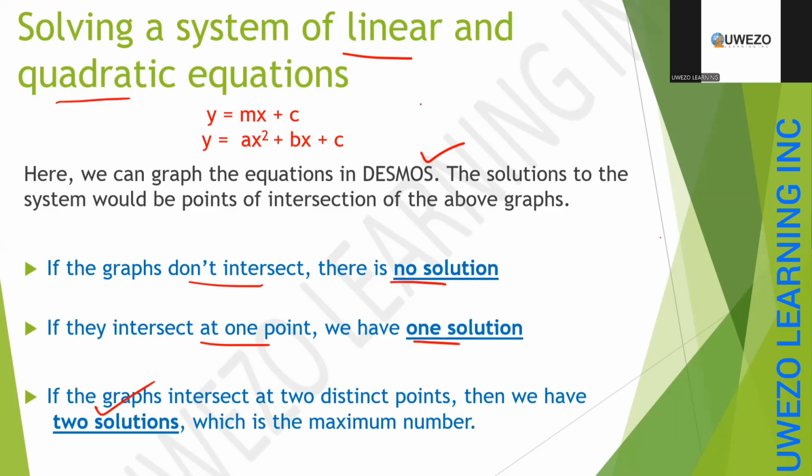Also, you can solve this question as a single quadratic equation by combining both the equations. You could equate mx plus c to ax squared plus bx plus c. Now we have one single quadratic equation, and you could again go for the roots.